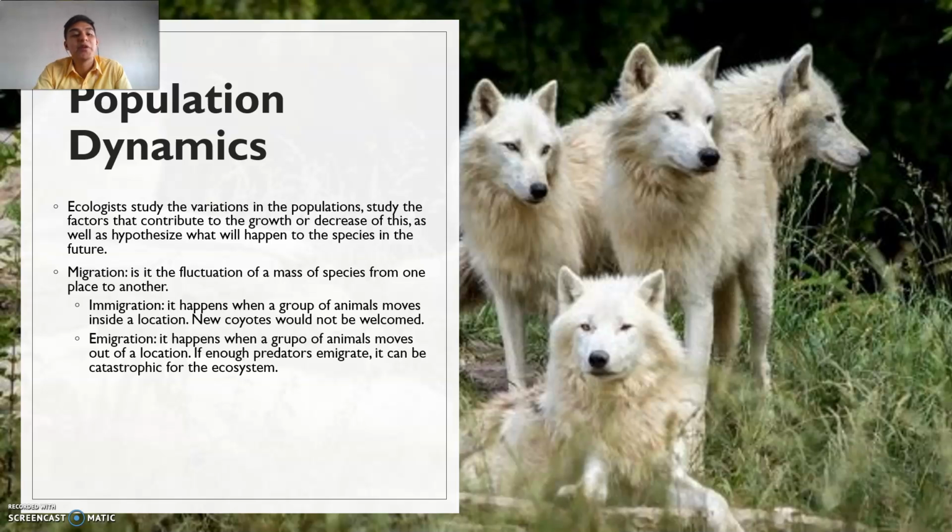Or else we have emigration. It happens when a group of animals moves out of a location. If enough predators emigrate, it can be catastrophic for the ecosystem. This is so interesting to analyze because in the natural world, there are predators as well as prey.